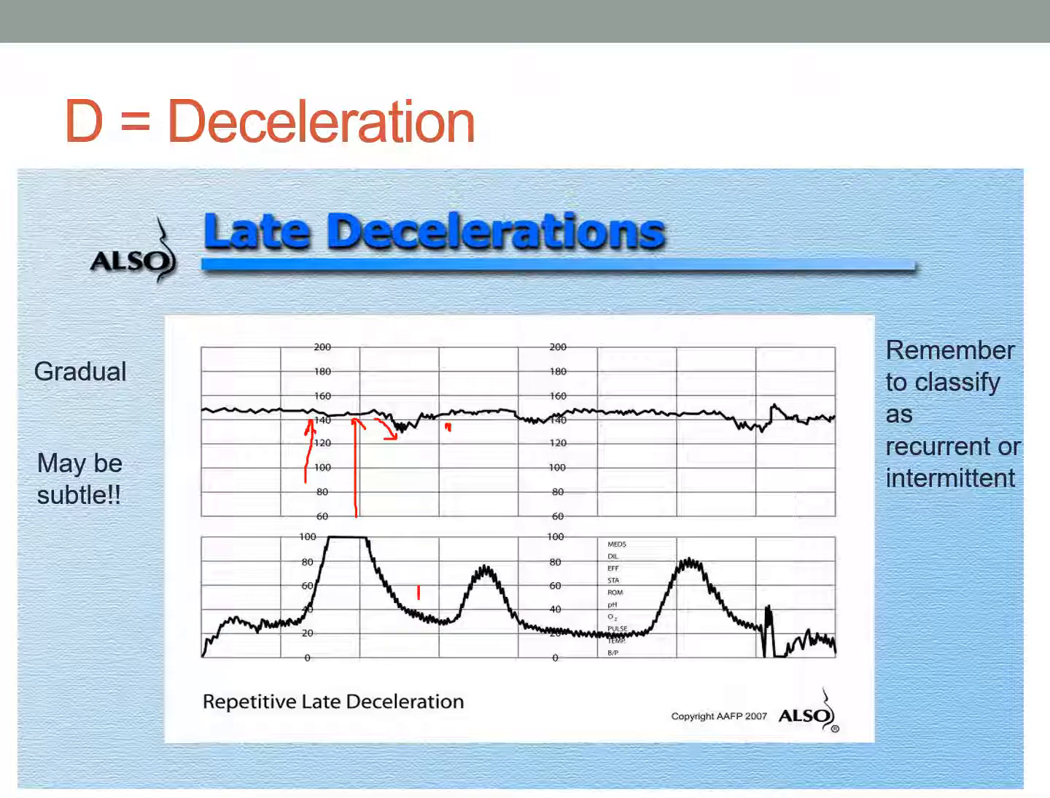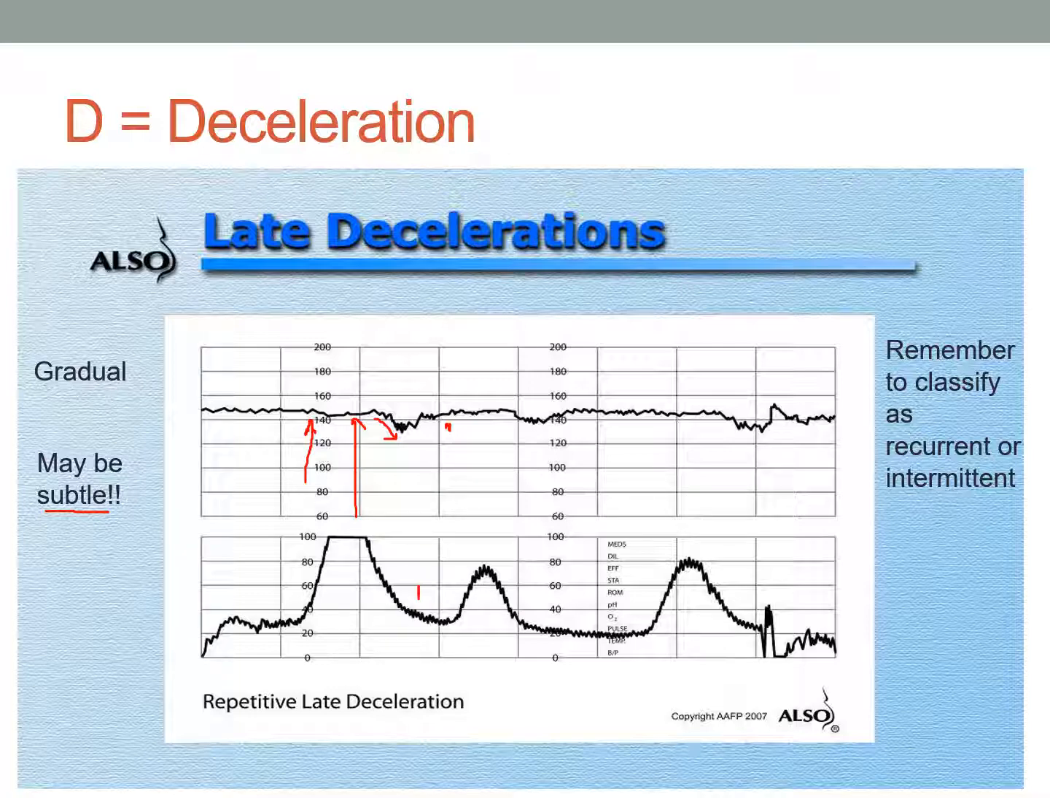So key thing to look at here is these decelerations, they can be subtle. There is not a requirement for how far the deceleration needs to drop by. Variable decelerations need to drop by at least 15 beats per minute. Late decelerations can be a real subtle drop-off, only 4 or 5 beats per minute. So they can be kind of hard to pick up. Oftentimes you've got to look at a longer period of a heart rate strip to catch these.